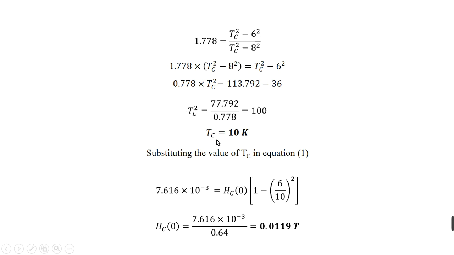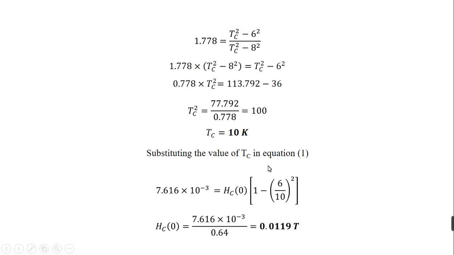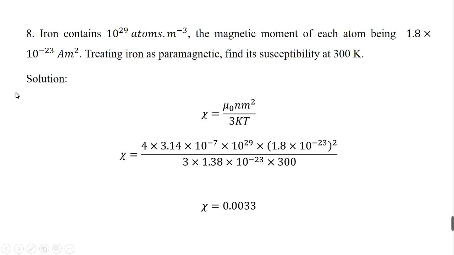Now you substitute this Tc value in any one of the equations, either equation 1 or equation 2. You will get the critical magnetic field at 0 Kelvin. I have selected equation number 1 for doing this calculation. Substitute it, and Hc of 0, cross multiplying, you will get this answer as 0.0119 Tesla.